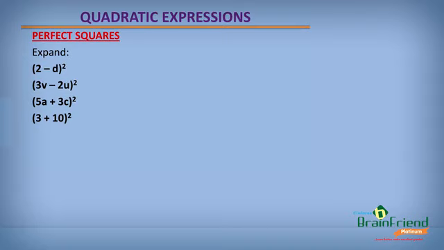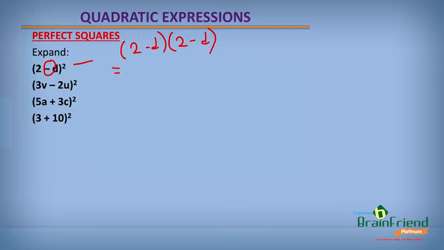Now, some other examples here. Expand 2 minus d all squared, 3v minus 2u all squared, 5a plus 3c all squared, and 3 plus 10 all squared. So for the first one, first of all, we take note of the sign in the bracket. It is a minus sign. And this is a perfect square because 2 minus d all squared is equal to 2 minus d times 2 minus d. So, to get the expansion of 2 minus d all squared, we do this.